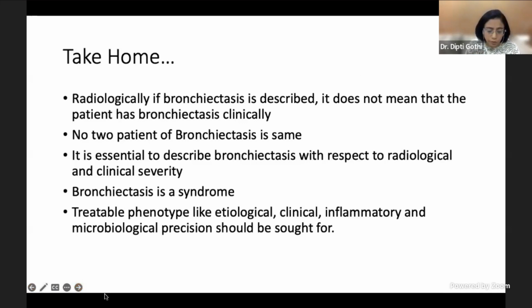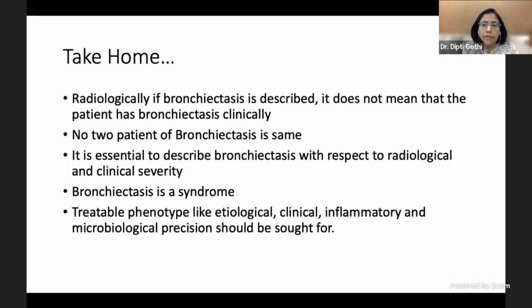So I would like to summarize it. I guess I'm running out of my time of 20 minutes. Radiologically, if bronchiectasis is described, it does not mean the patient has bronchiectasis clinically. One needs to go into the depth of the history and define what kind of bronchiectasis it is, because no two patients of bronchiectasis are the same.